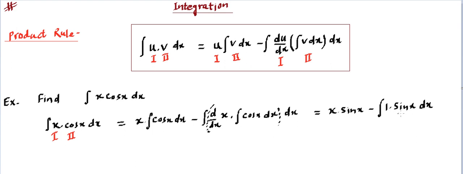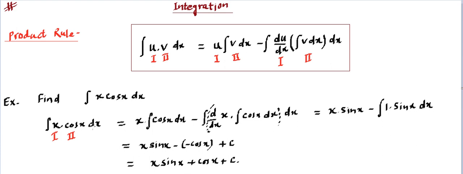Now the second integration that is coming over here can also be simplified. So this will become x sin x minus integration of sin x. We know integration of sin x comes out to be minus cos x. Since we are saying this is indefinite integration, we can place c as well. So this is going to be in totality x sin x plus cos x plus c.